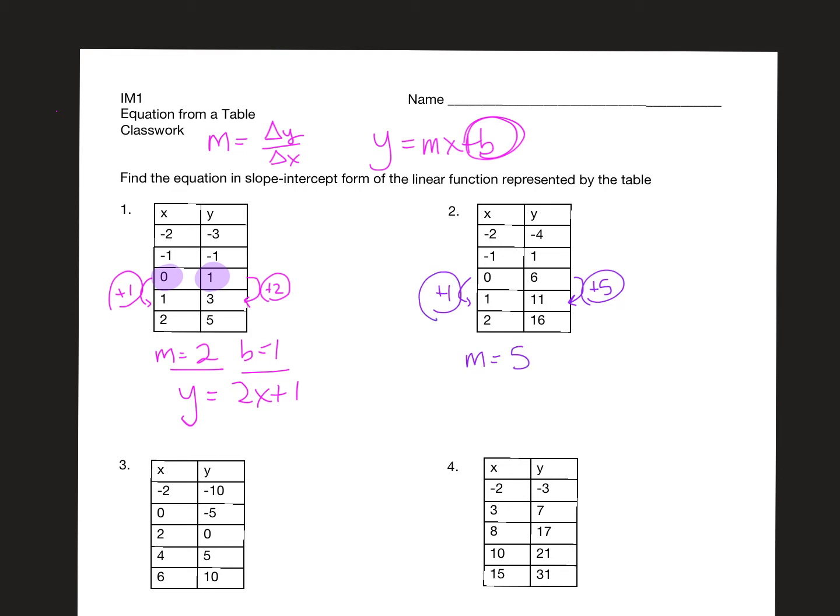On this one, again, I am lucky. I have an x coordinate of 0, which means that this 6 is my y-intercept. Sorry, that's a 6. It is my b. And so then I can write the equation of the line. It is y equals mx plus b.